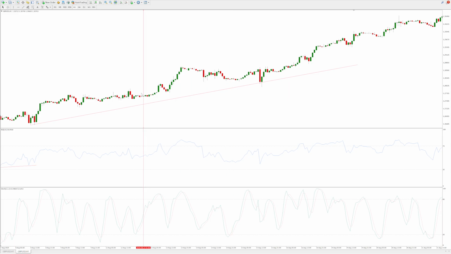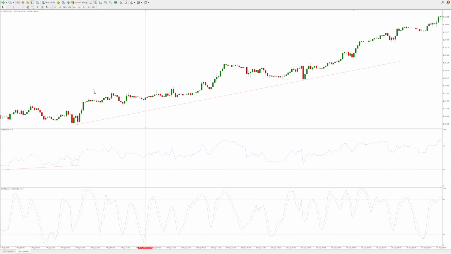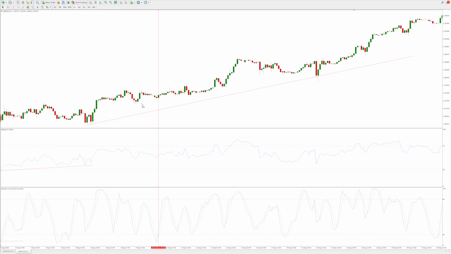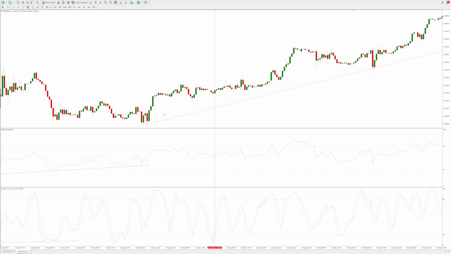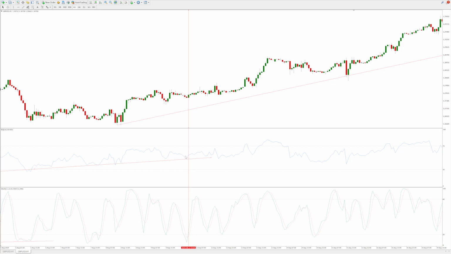If we go back, you did have a stochastic crossover there, which probably would have been early on this particular trend, but still the RSI was showing good divergence to the upside. And to be fair, in the stochastic crossover oversold, that could have been an opportunity, or at least you would have kept an eye on the resistance and the support.